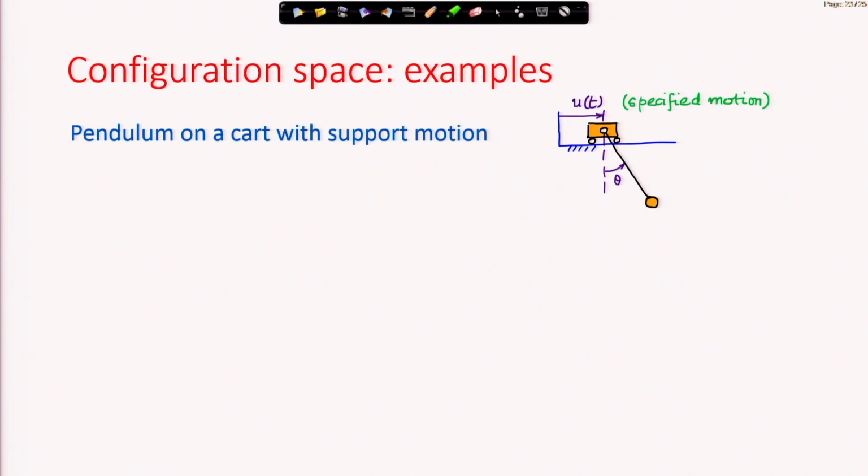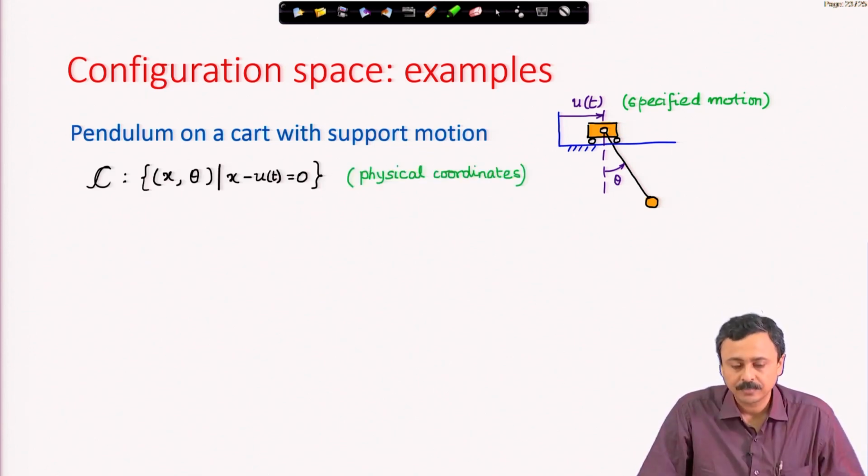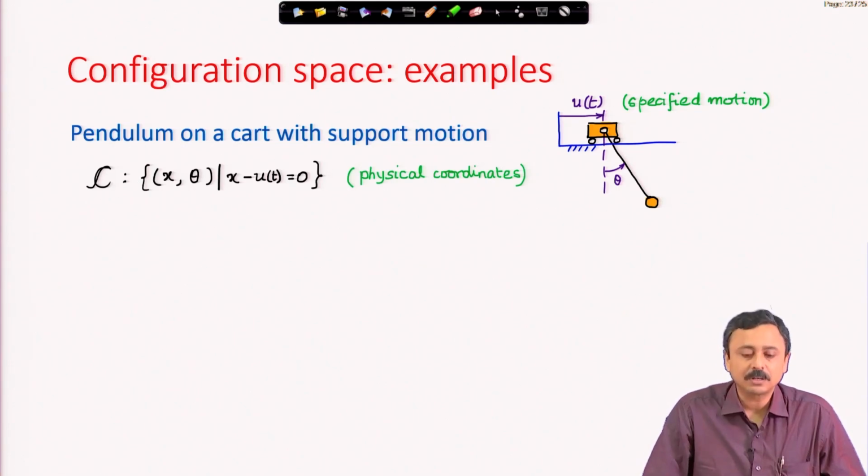Let us look at now this example of a pendulum on a cart with the cart's motion being specified as a function of time, u t, which is the motion of the cart specified as a function of time. The physical coordinates definitely are still x and theta, but then I have a constraint. The constraint is x minus u t must be 0. In other words, x must be equal to u t.